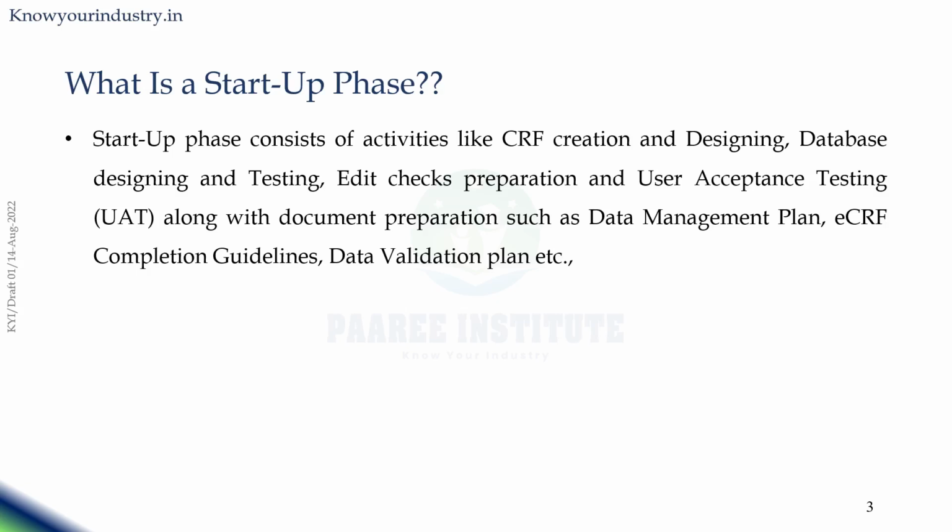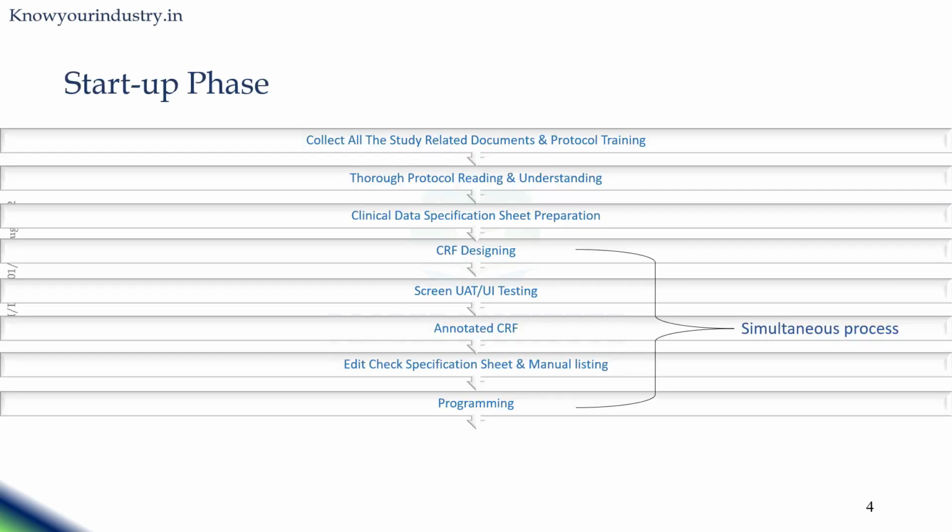Post that, the EduCheck document will be prepared and the same will be tested through a process called user acceptance testing. At the same time, certain documents also need to be prepared. Those documents include data management plan, ECRF completion guidelines, data validation plan, SAE reconciliation guideline, etc. In further slides, we can discuss the guidelines and documents which are related to this particular phase. Now let us see the steps involved in the startup phase activity.